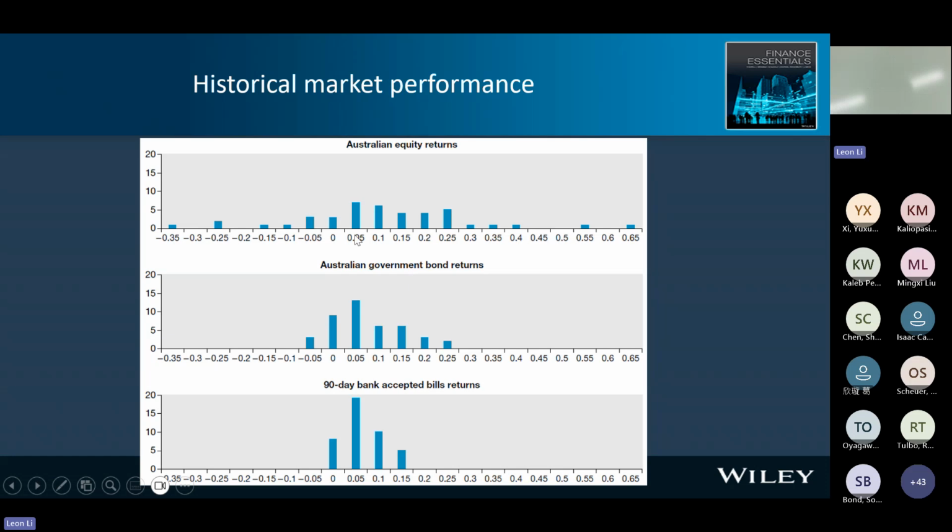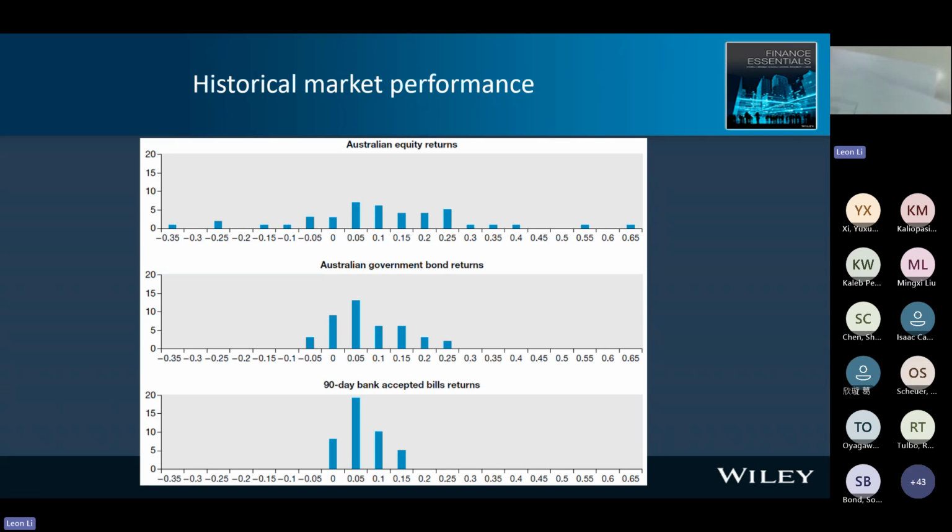And here you can see the distribution. So equity return will be more divergent. You can have oscillation on the tail. And for bonds, you can see the distribution will be more centralized. Okay, so overall, you can have the conclusion here.